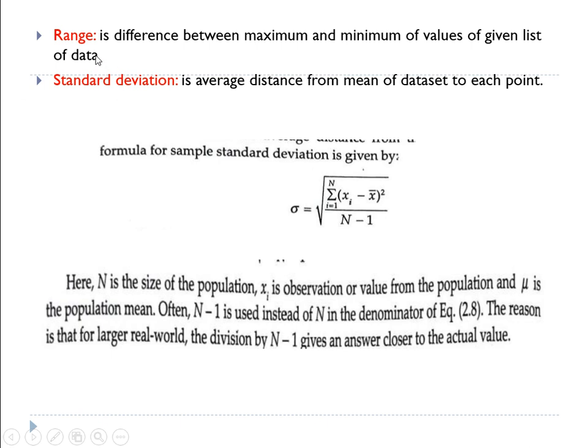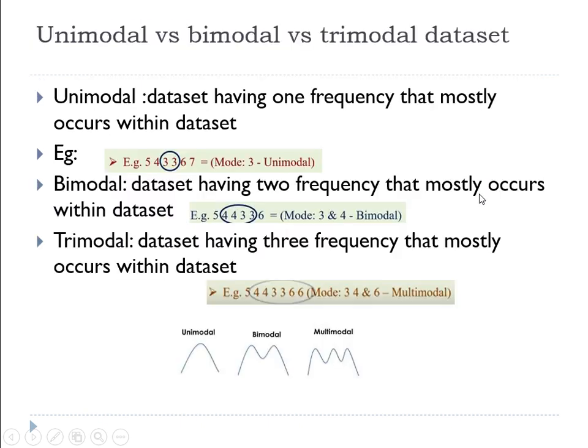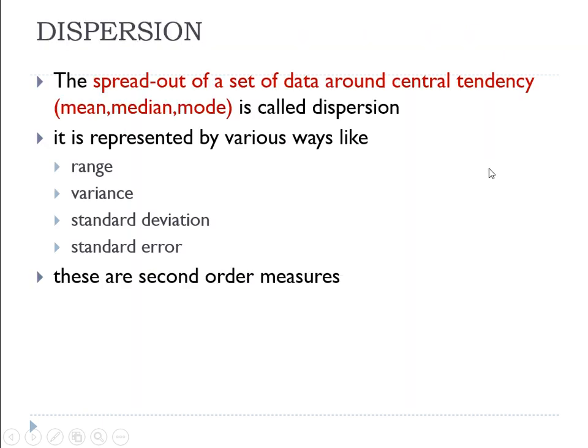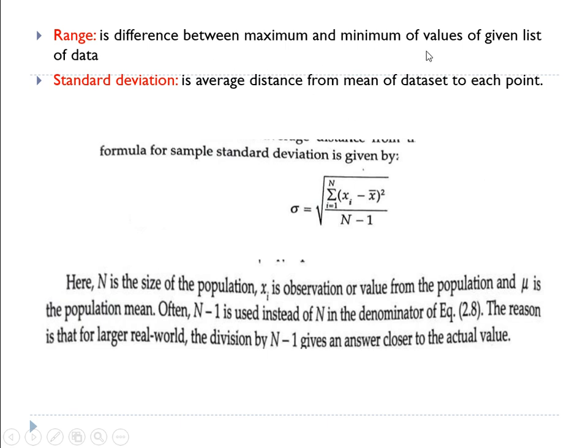Let's see each one. Range. Range is the difference between the maximum and minimum value of a given list of data. Suppose in this example, what is the range here? The maximum value is 7, the minimum value is 5. So range is 7 minus 5. So range is the difference between maximum and minimum value. Standard deviation is the average distance from the mean of the data set to each point. So what is the distance from the mean to each point? We will see some problems with respect to this in the next session.